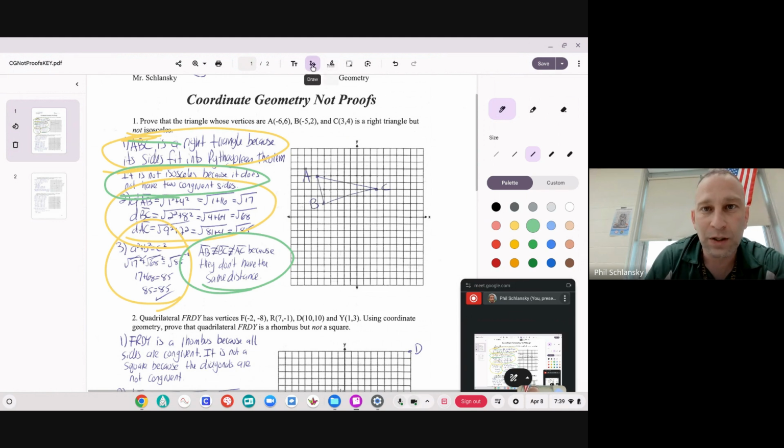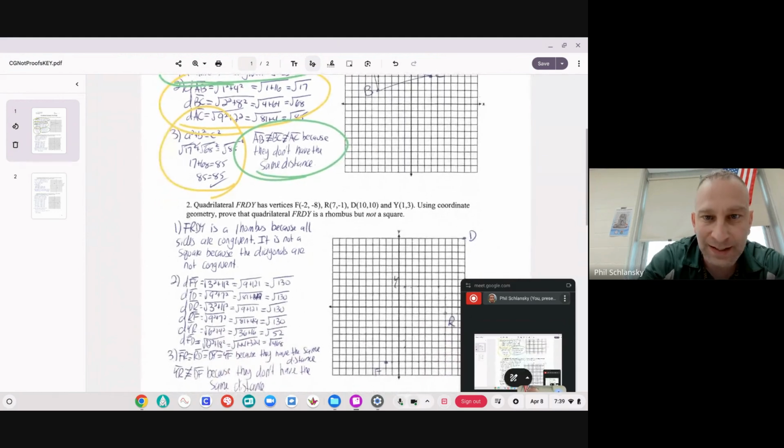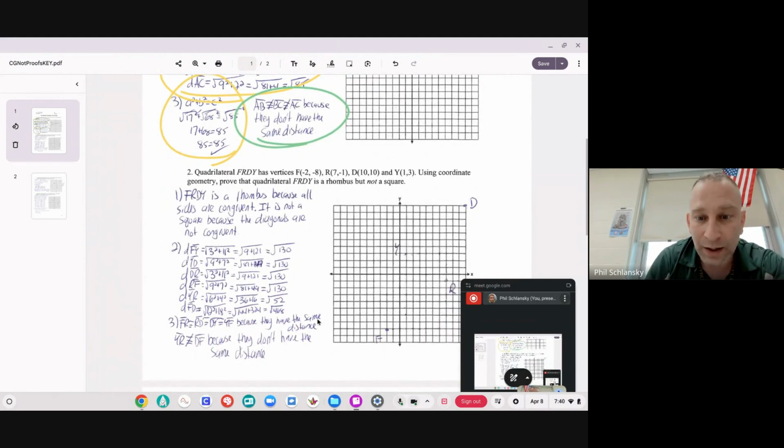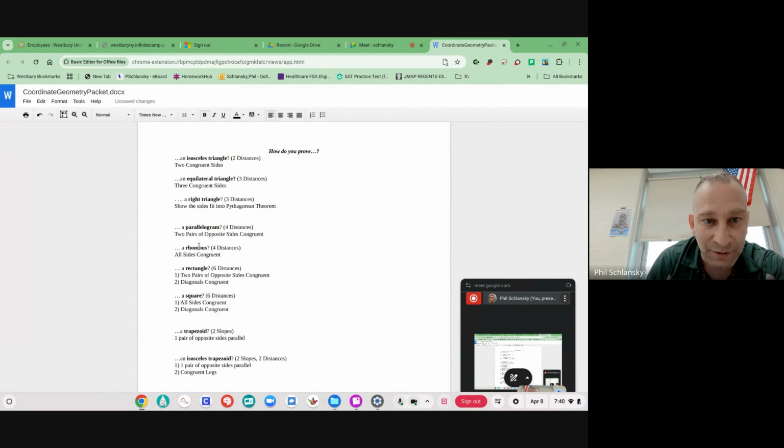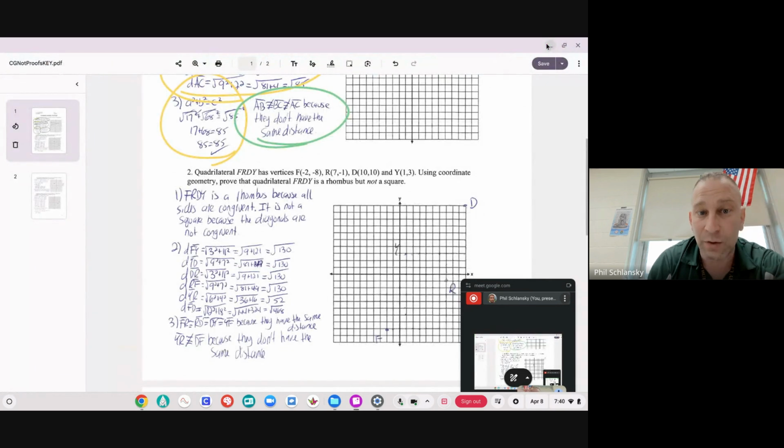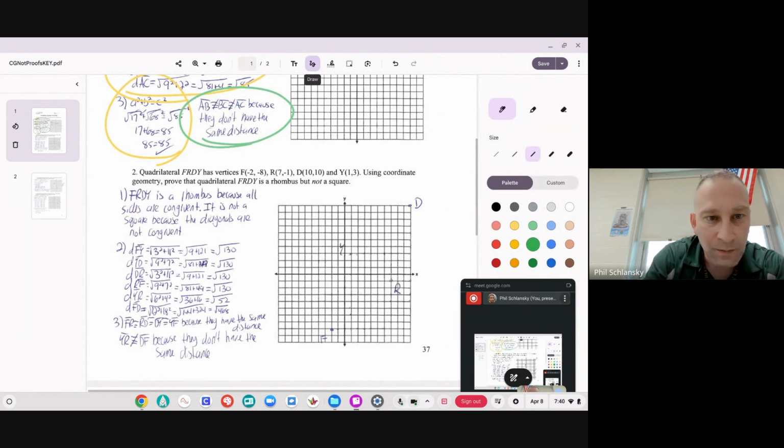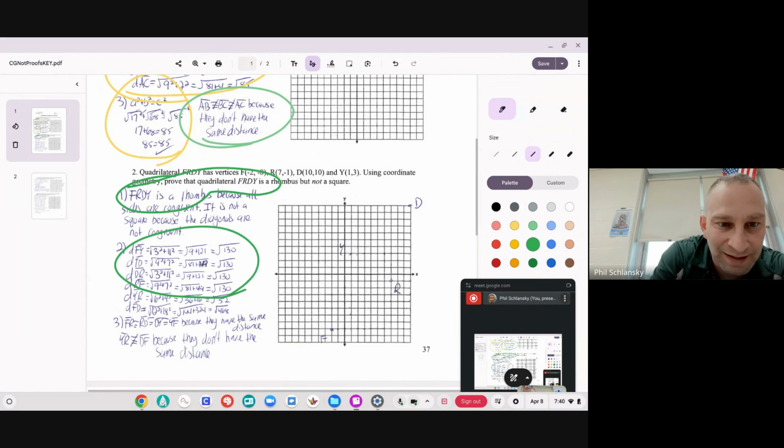In number two, it wants me to prove that it is a rhombus but not a square. Well, if I refer to my rhombus and square, how do I prove? For a rhombus, I have to show that all sides are congruent. For a square, I would show that all sides are congruent, but diagonals are congruent as well. So if I'm going to prove the rhombus, that hasn't changed. FRDY is a rhombus because all sides are congruent. I found all four sides. I stated that they're all congruent because they have the same distance.